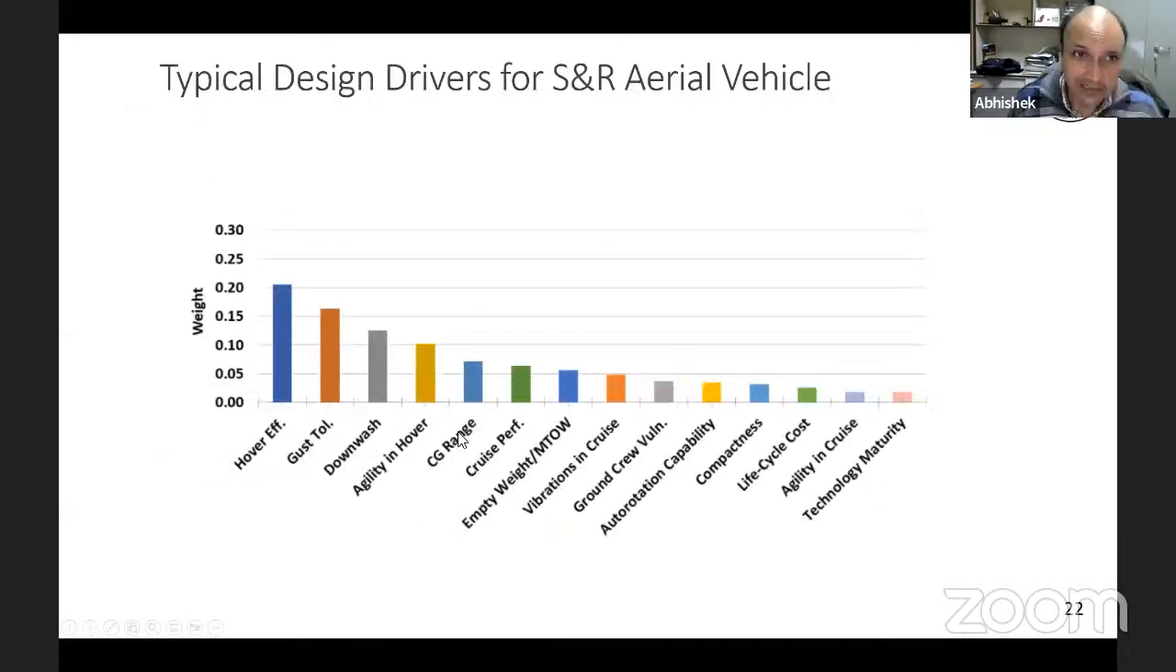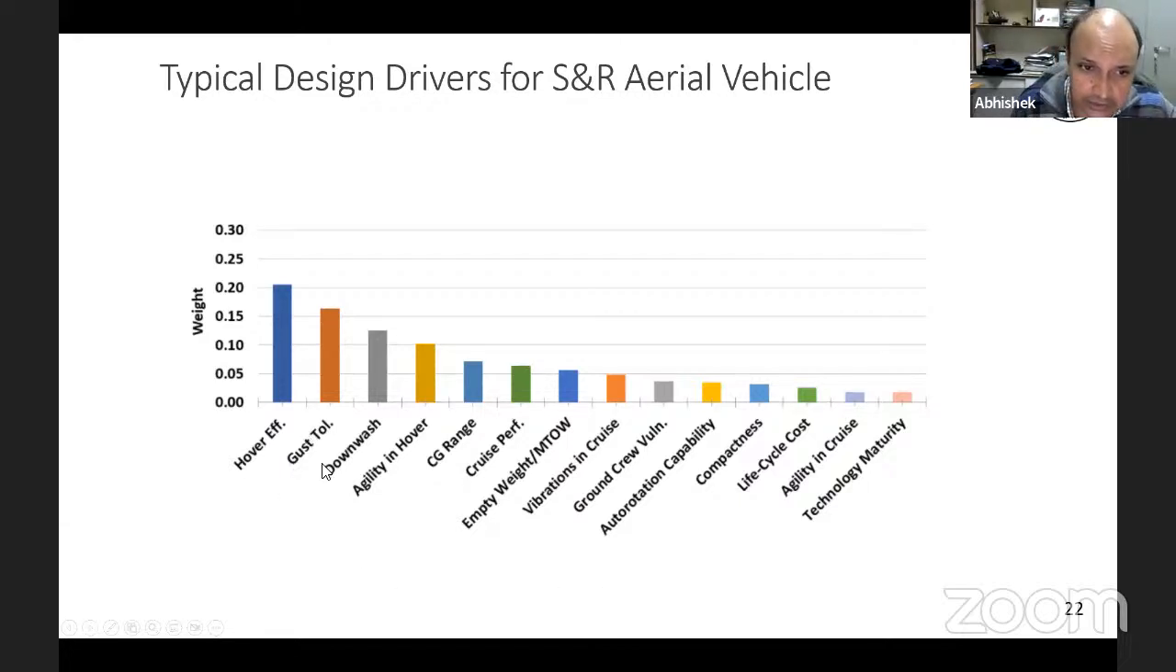So here what I have done, actually, I put down some key design drivers which may be relevant for a search and rescue kind of aerial vehicle. This is taken from one of the material design reports. Don't worry about the weight, this is for a certain particular mission, but just to give you an idea what key parameters one has to look at.